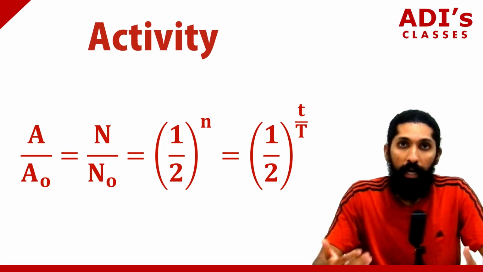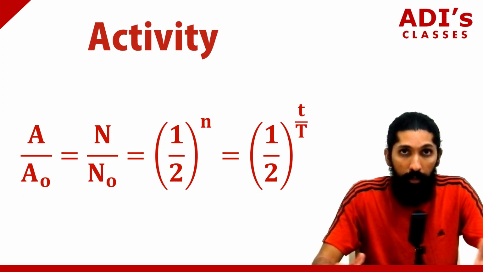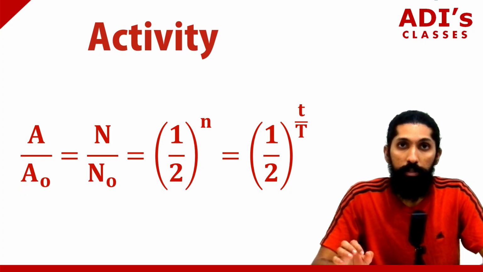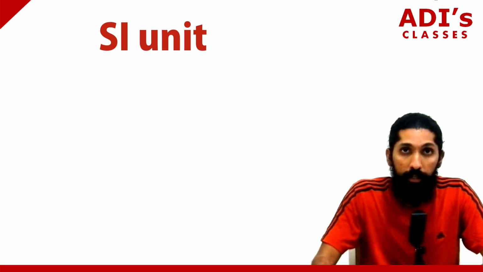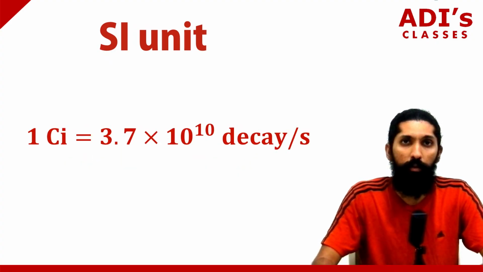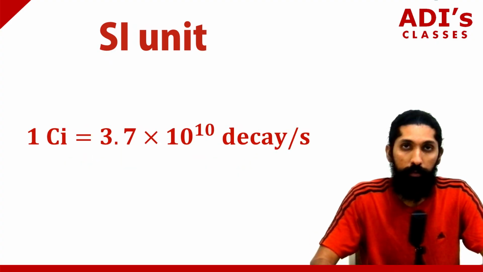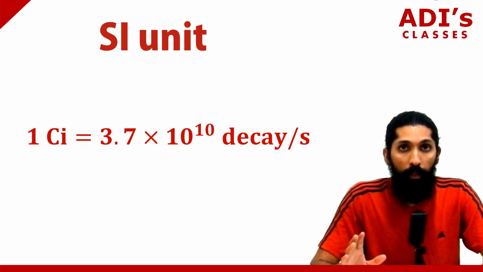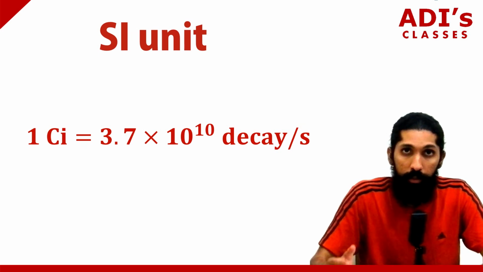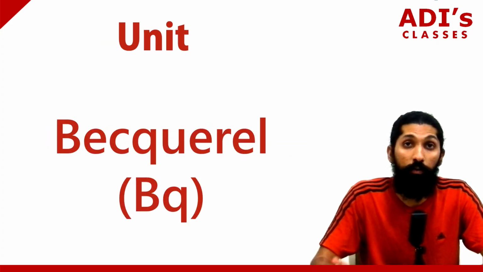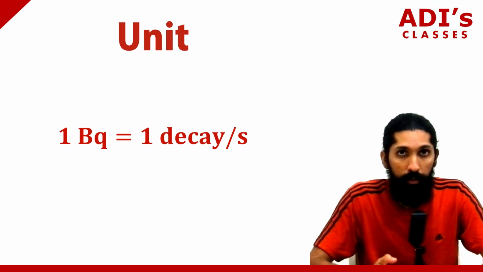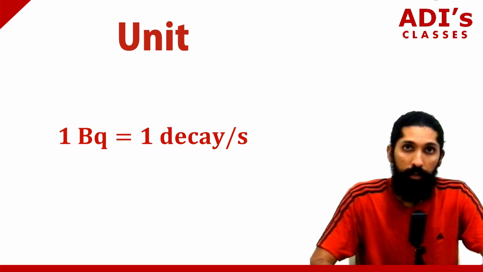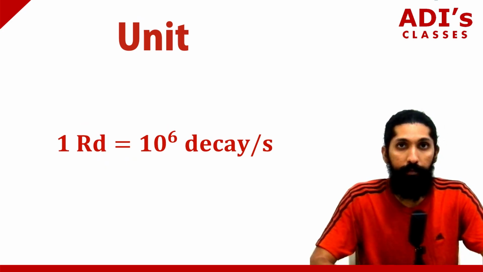Now, when it comes to activity, there should be a unit, right? Generally, the unit we use is the Curie. 1 Curie is 3.7 into 10 power 10 decays per second, or disintegrations per second. You can call it whatever. Now, there is another unit, which is the becquerel. 1 becquerel is 1 disintegration or 1 decay per second. Or sometimes we use the Rutherford. 1 Rutherford is 10 power 6 decays per second. So this is what we mean by activity.